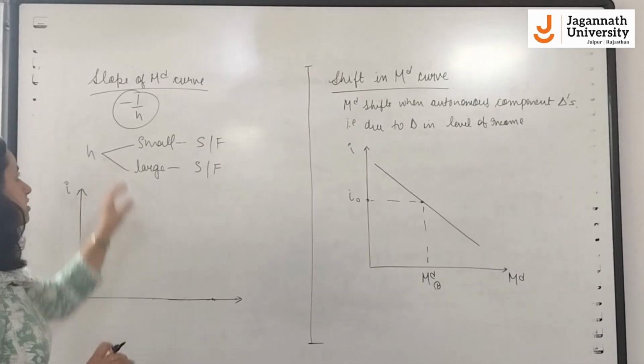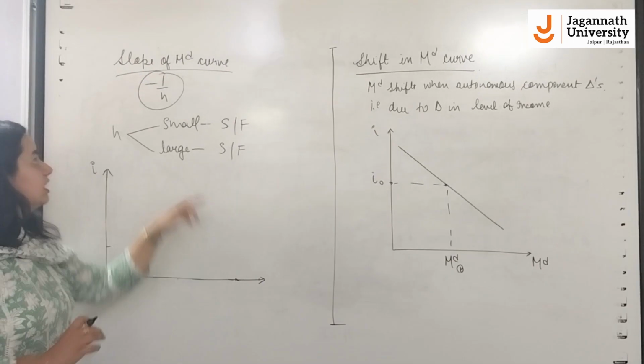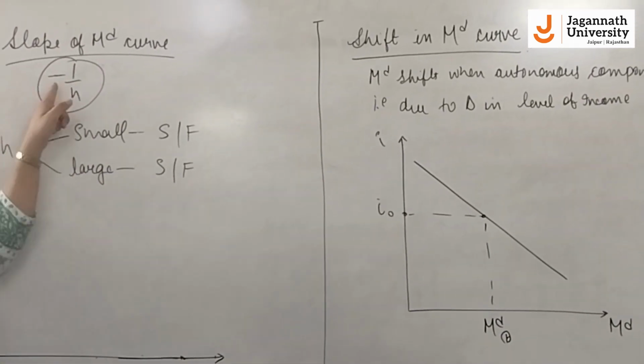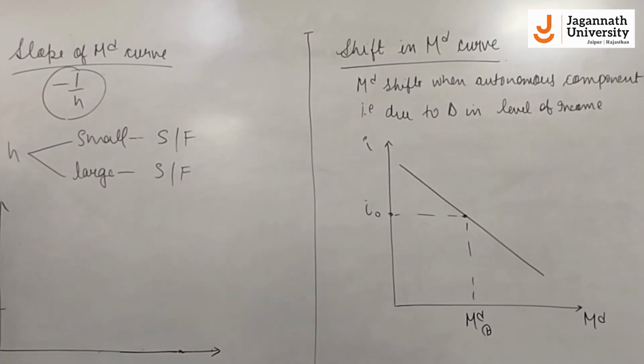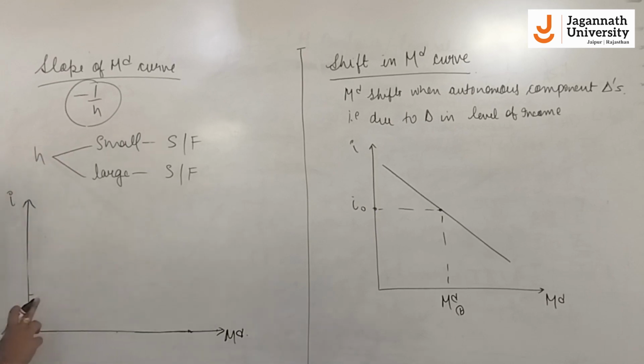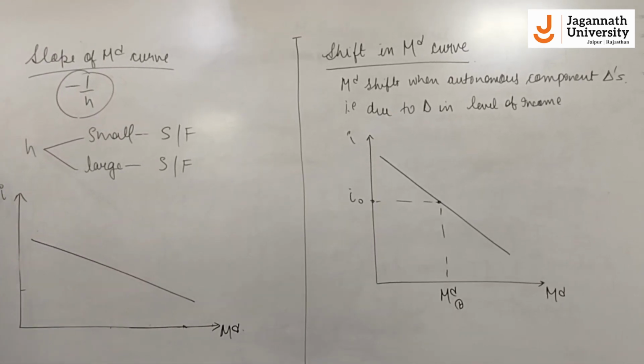Now let us discuss the slope of the MD curve. The slope of the MD curve, like we just derived, is minus 1 by H. The minus sign shows an inverse relationship between the two variables, that is money demand and the interest rate. Because there is an inverse relationship, we know that the curve will be downward sloping.